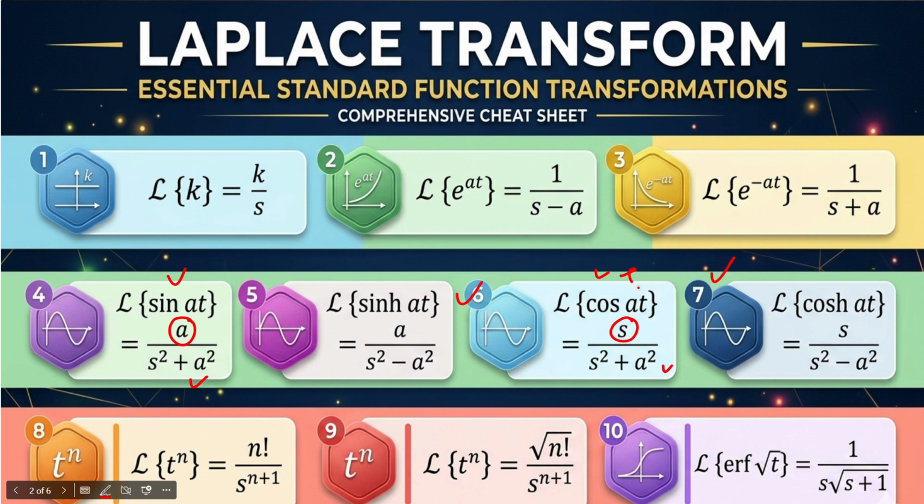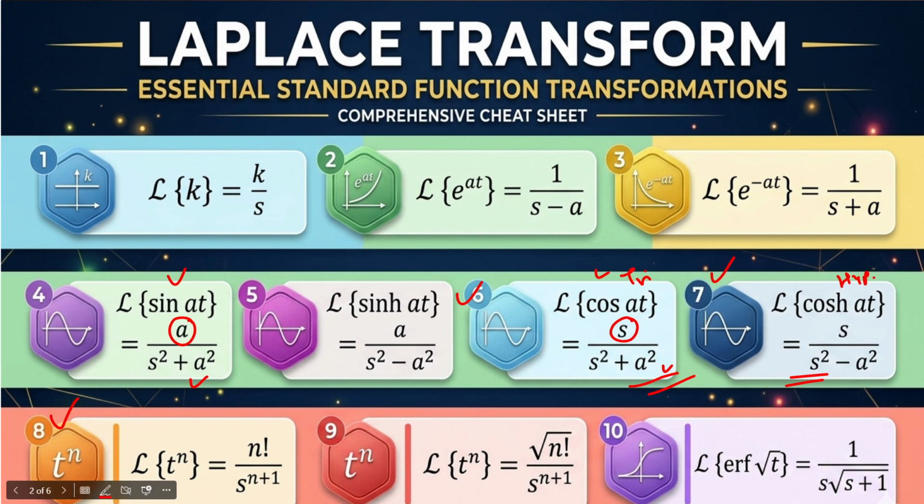Cos at is a trigonometry term and cos h at is a hyperbolic term. Both the formulas are also the same, meaning Laplace of cos at is s upon s square plus a square, and Laplace of cos h at is s upon s square minus a square, same as the sine term. So in trigonometry, you have to consider plus in the denominator, and in hyperbolic, you have to consider minus in the denominator. Remember this, okay? Then formula number 8, Laplace of t raised to n.